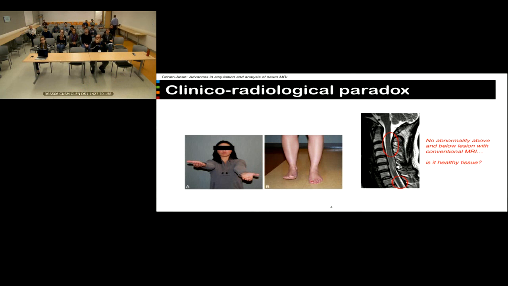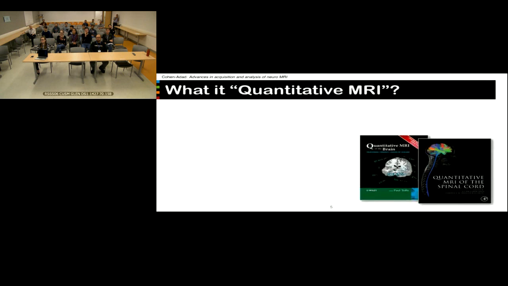But this patient had some chronic motor and sensory deficits that could not be explained by the location of the lesion. So we assumed that there was some degeneration that happened in her spinal cord white matter. And unfortunately, we could not see those abnormalities on the conventional MRI. So that sets the context for the so-called quantitative MRI.